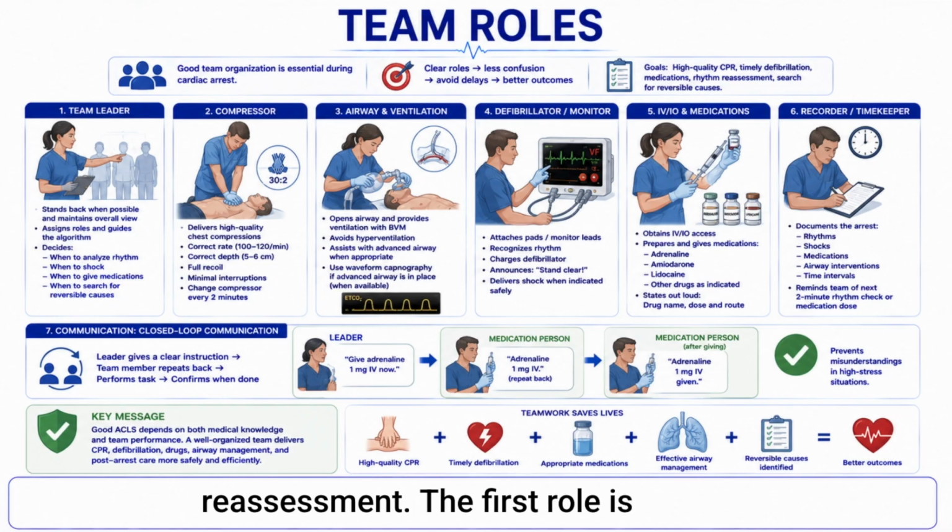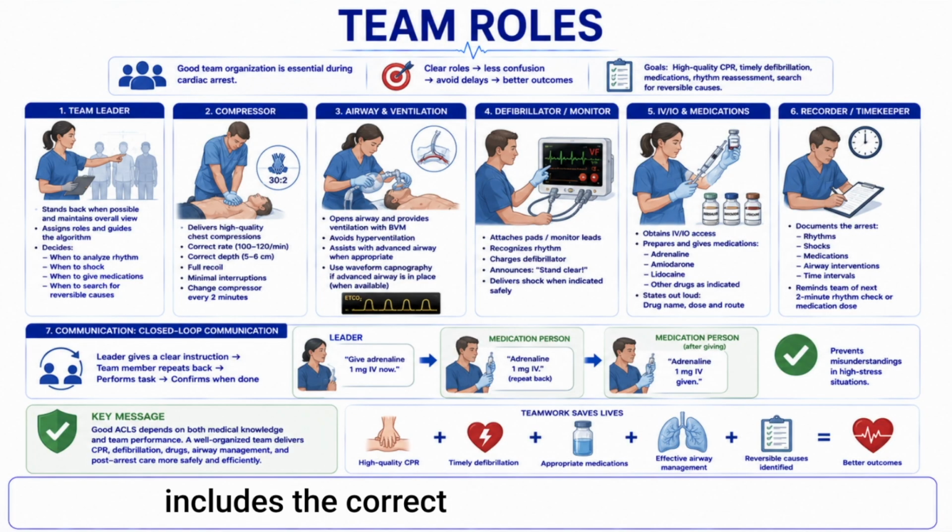The first role is the team leader. The team leader should stand back when possible, maintain the overall view, assign roles, and guide the algorithm. The leader decides when to analyze the rhythm, when to shock, when to give medications, and when to search for reversible causes. The compressor is responsible for high-quality chest compressions.